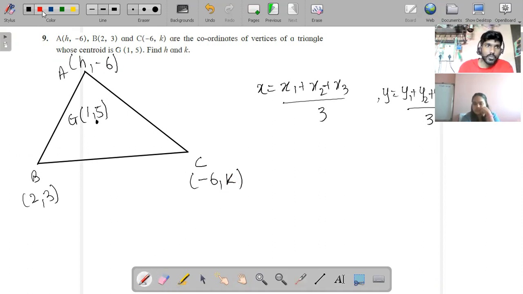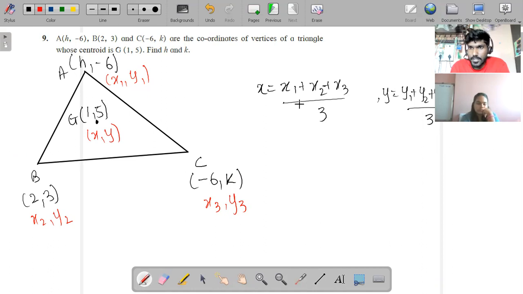Okay. So you say let coordinates of A be x1, y1. You take coordinates of B to be x2, y2, and coordinates of C to be x3, y3, and the centroid, you take it to be x comma y. Substitute the values in this formula and find out the value of h. Will you be able to do this? Yes. Okay, try for x and tell me. Use this formula, and when you solve this, you will get value of h. Substitute the values first.